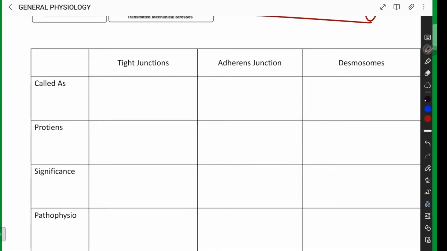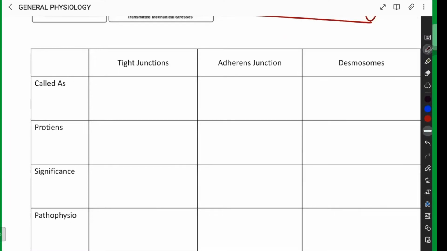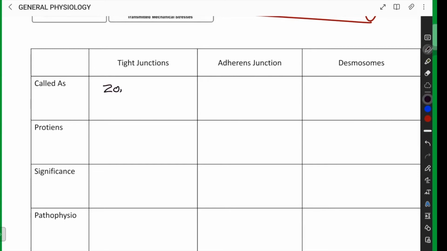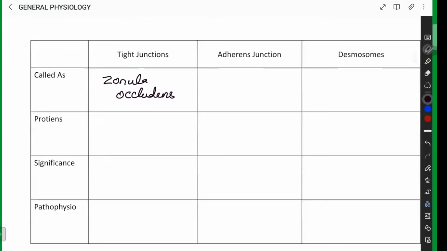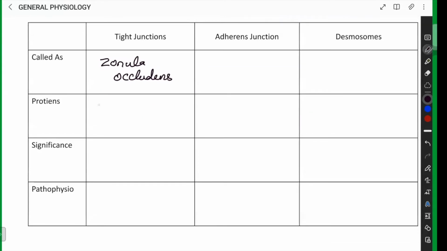So what is going to be your tight junction? What happens in your tight junction? I'll tell you. This tight junction is otherwise called zonula occludens. You just copy this entire tabular column. It's very useful for you. Okay, this is going to have 3 types of proteins. Number 1, claudin. Number 2, occludin.